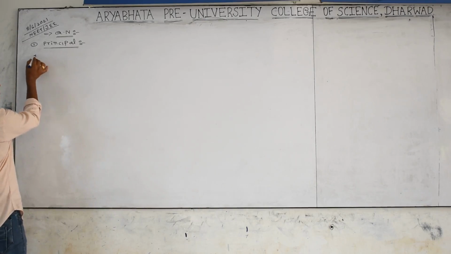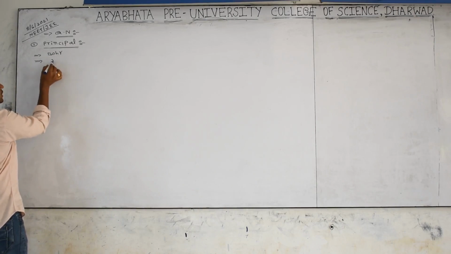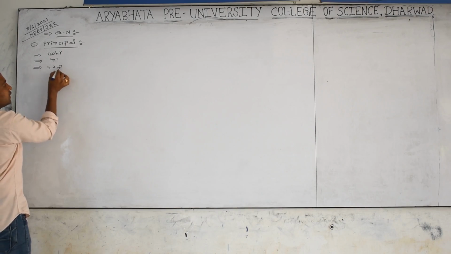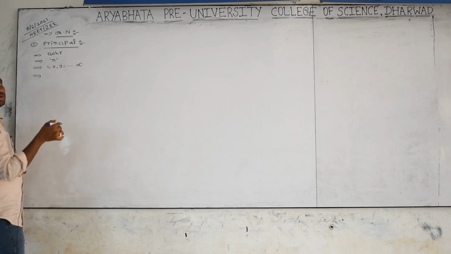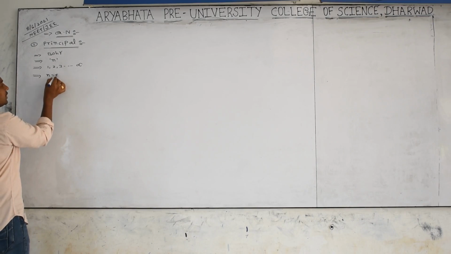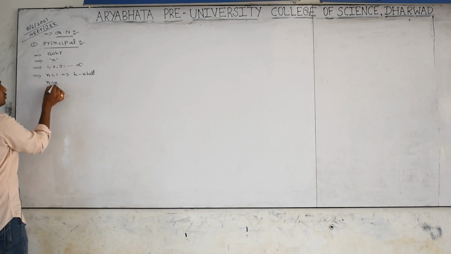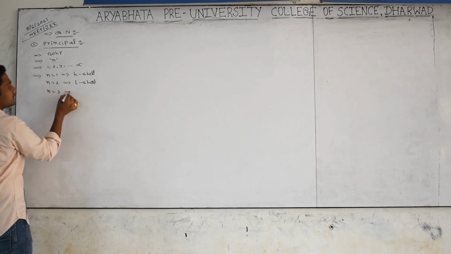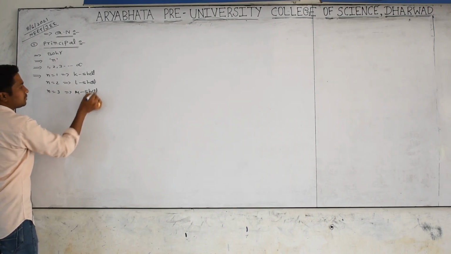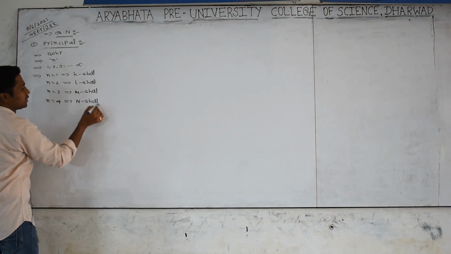The principal quantum number was invented by Niels Bohr, and it is denoted by the letter small n, and n values are 1, 2, 3 and so on up to infinity. Based on the n value we give other names for the shells. Already yesterday we discussed n equals 1 means K shell or K orbit, n equals 2 means L shell, n equals 3 means M shell, n equals 4 means N shell, like that other representations will be there.